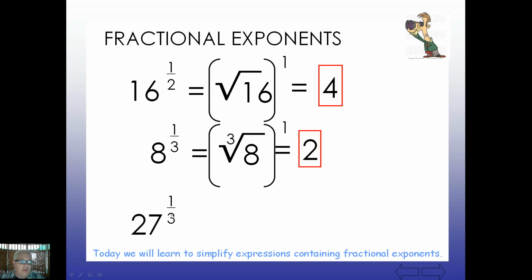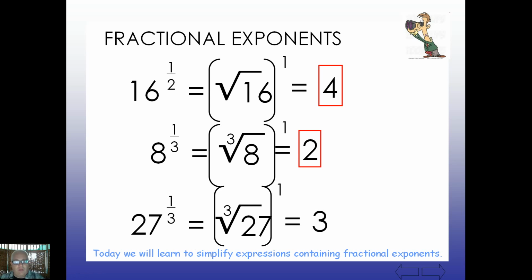1 or 3? Well, it looks like 3 is. So 3 is our root, so we're looking for the cube root of 27 raised to the what power? The 1st power, and we know that to be 3. So pretty straightforward there. Notice that the denominator determines the root, which is the index, right?